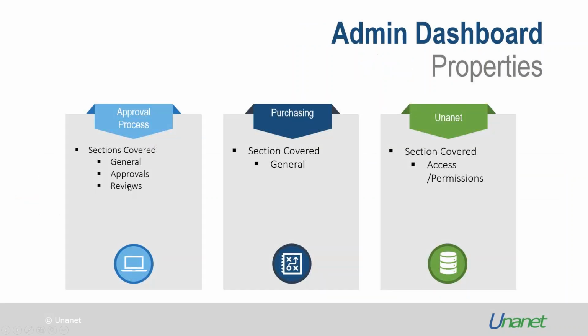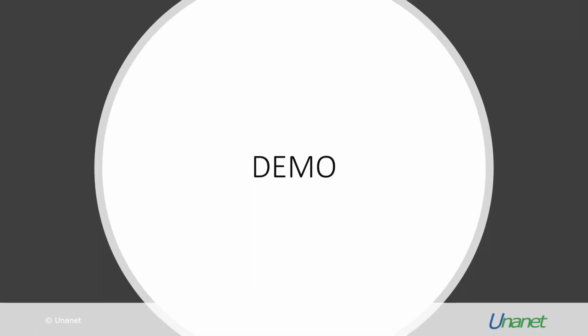In the meantime, what I wanted to share with you is 3 sections within the admin properties dashboard. There's an entire new section called approval process, and then there's a new section called purchasing. And then a quick review of the Uninet section up at the very top. So you're welcome to guide along yourself in the system.